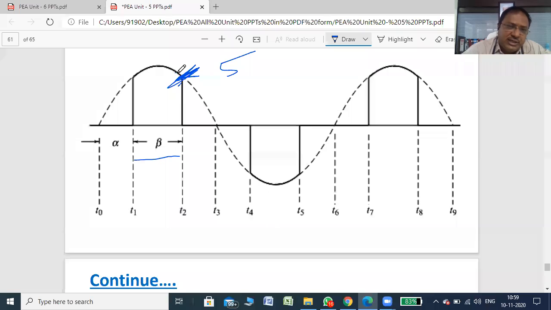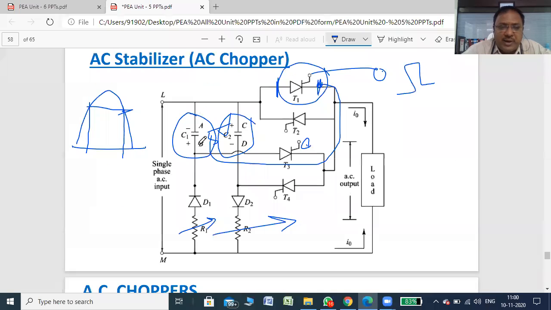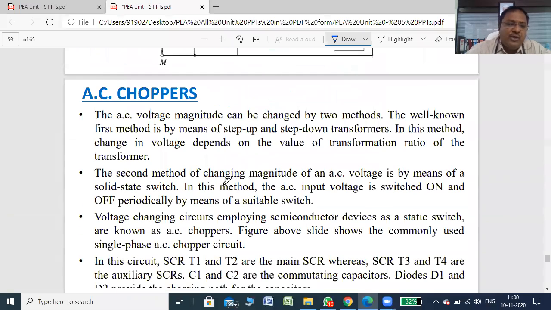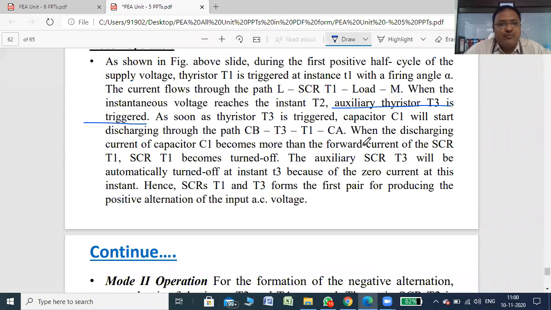Now this line voltage is decreasing. As soon as it is 4.9 or below 5 volt, immediately what happens? The voltage at the cathode, this SCR T3 turns on. So capacitor C1 starts to discharge through this. So the voltage at the cathode is 5 volt, right? And the voltage at the anode is 4.9 volt, ideal condition, right? So the anode voltage is less than the cathode voltage, the SCR T1 turns off. This is called the force commutation method. So SCR T1 turns off.